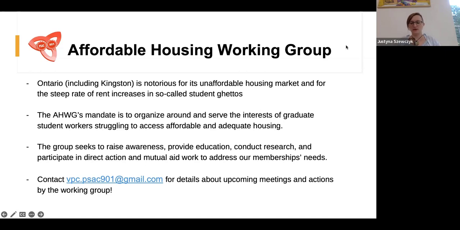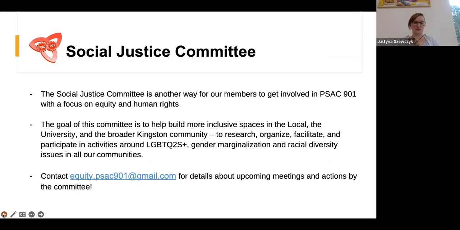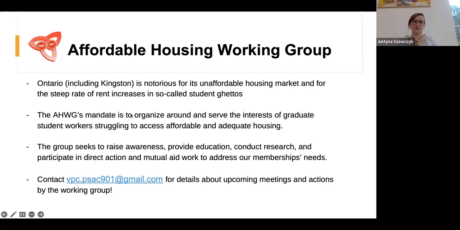It's a group of our members who are interested in this issue. They organize around the interests of graduate student workers with adequate and affordable housing. They have organized numerous campaigns and research projects as well. And they are very active in this area, also collaborating with different community organizations. So if this is something that you would be interested in, again, this time I am to be contacted, and I will provide you with further details or information about meetings and plans for the upcoming months. This is a group that is quite active, so lots of things can happen or can be done within the scope of this group.